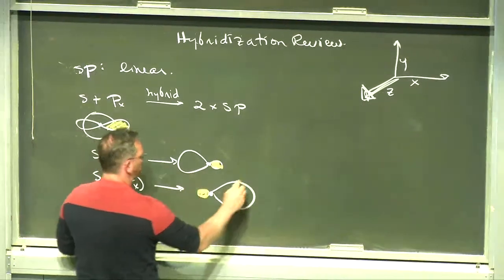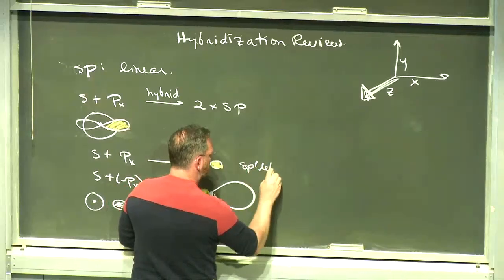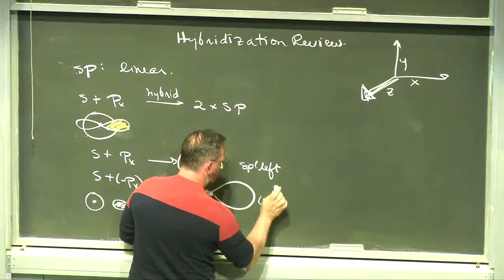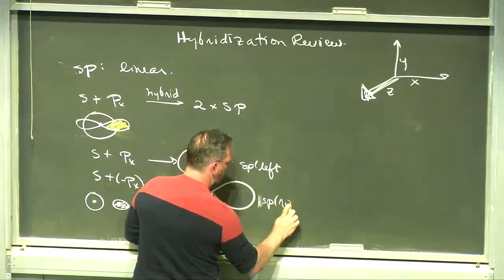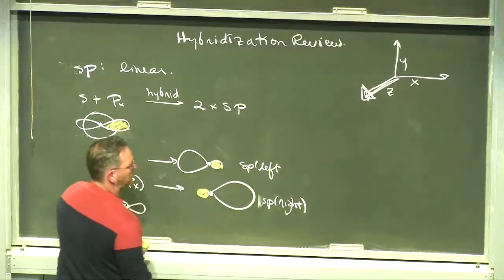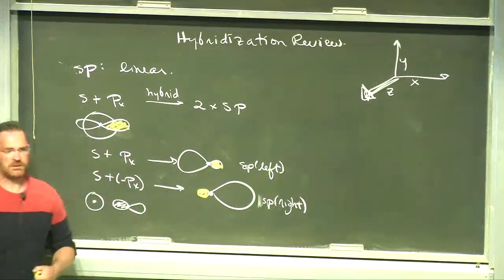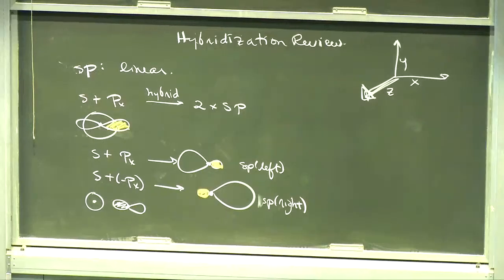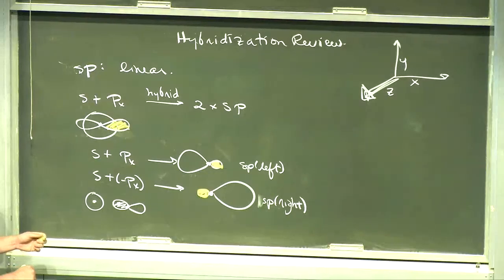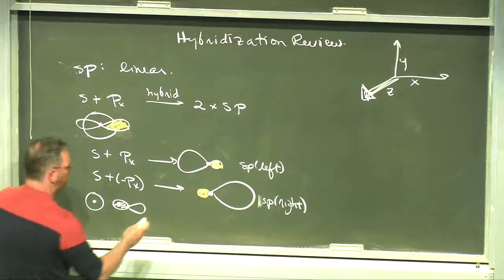So this creates sp left. This creates sp right. They're both sp hybridized orbitals. One has more density to the left, one has more density to the right, giving us the shape of the molecule that we're hoping for. All right, checks out.